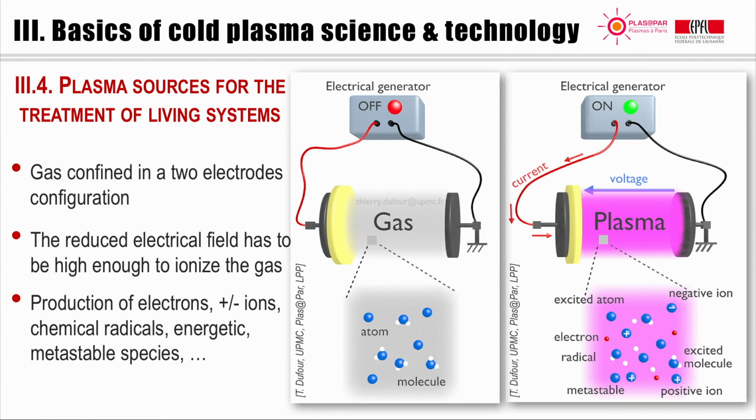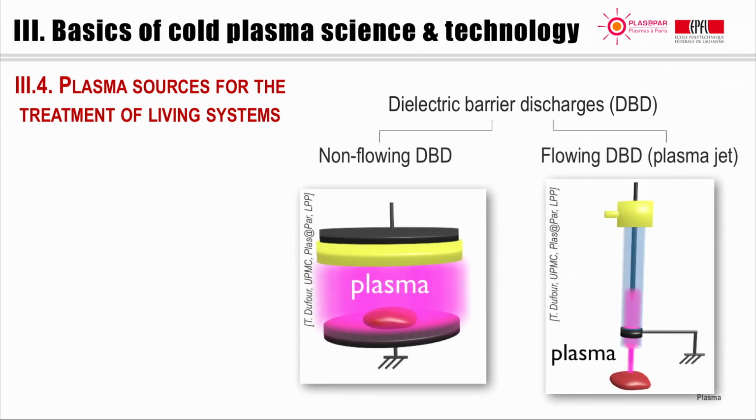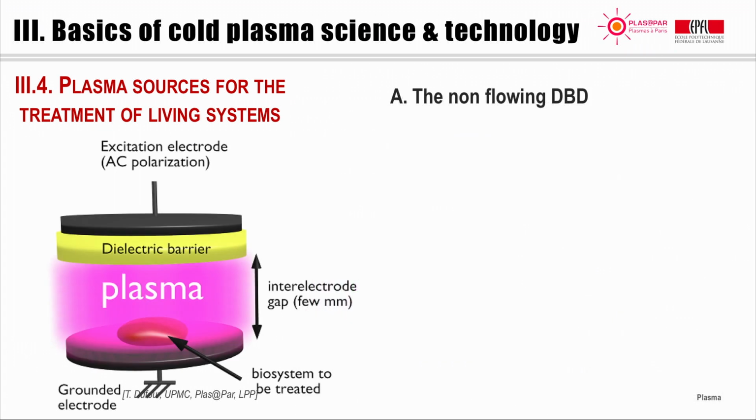This plasma contains atoms and molecules excited to different energetic levels, positive ions and electrons, and eventually negative ions, chemical radicals, and metastable species. Most of the plasma sources rely on the same configuration, two electrodes separated by a dielectric barrier. Such discharges are called dielectric barrier discharges. Two main types of DBD can be distinguished, the non-flowing DBD and the flowing DBD, also called plasma jet. So let's first consider the non-flowing DBD.